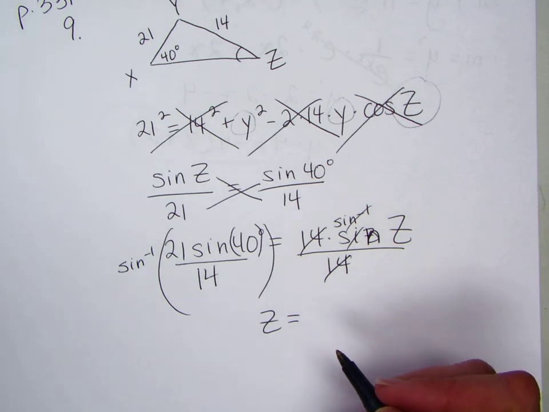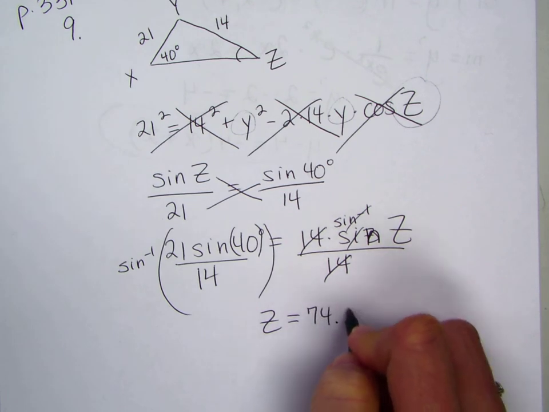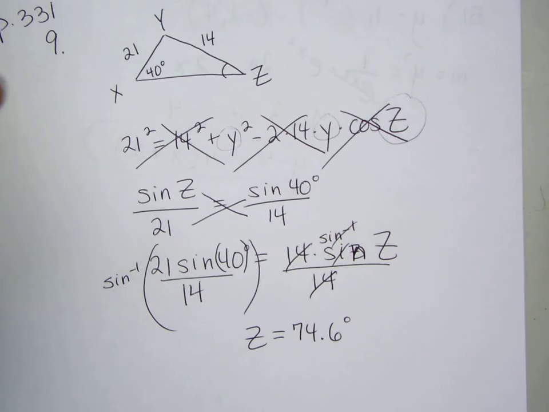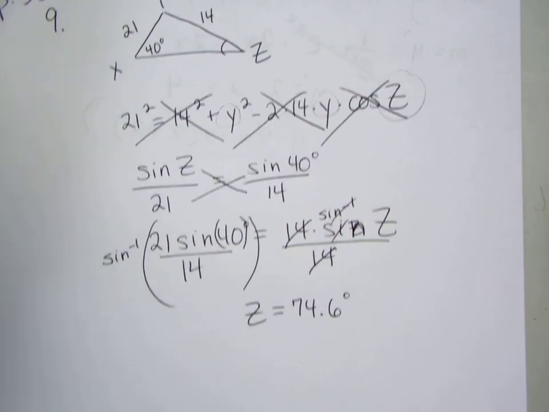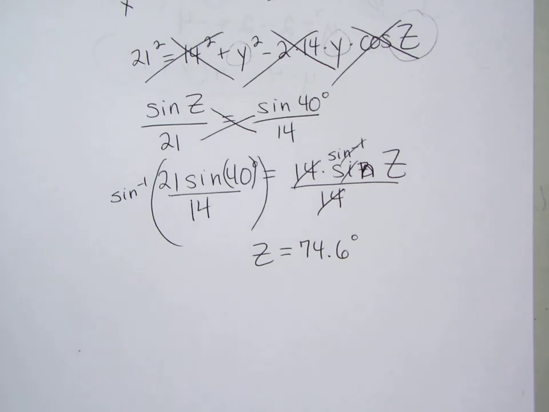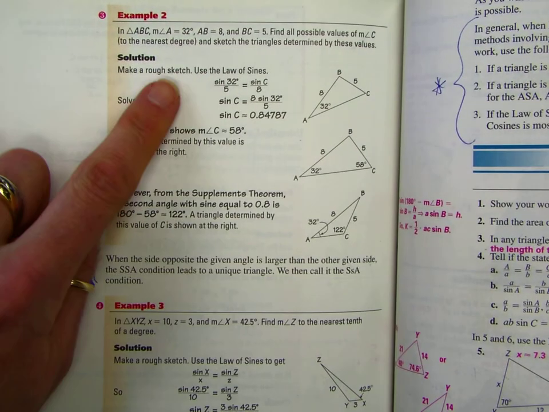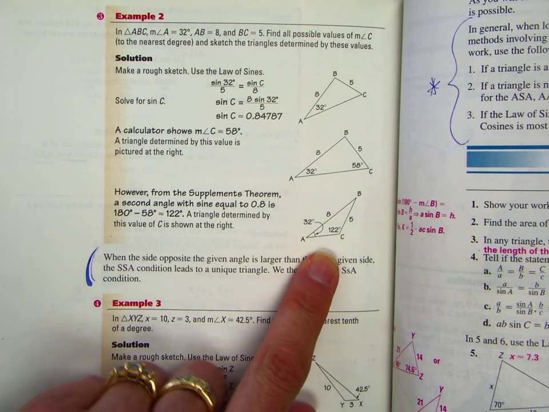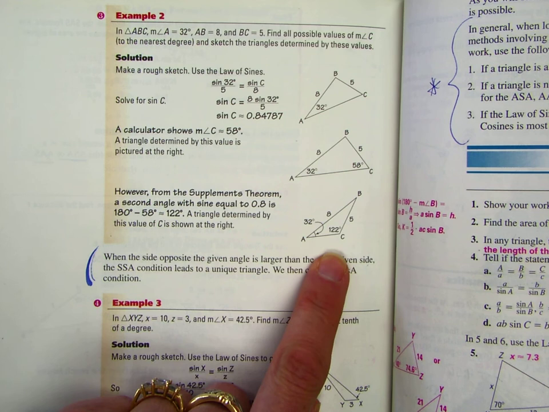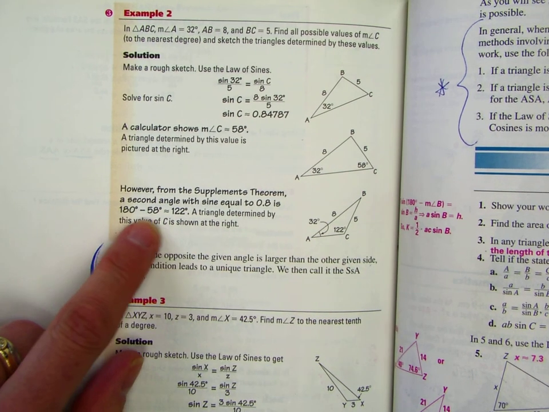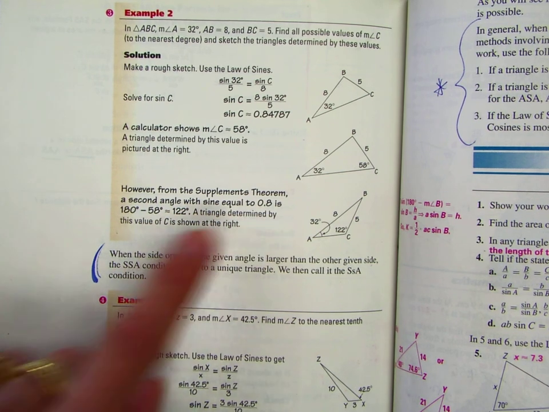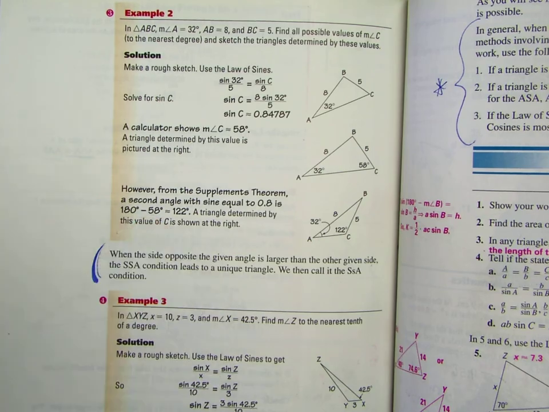Did you get about 74.6 degrees? Now you might say, how can there be another answer to this? They do kind of a good job explaining that across the page in example 2. Here they go through and find one answer just like we did. But then they talk about how we don't really know for sure what the triangle looks like. Maybe it looks like this, but maybe it looks like this. So the way to find that other angle is right here. It says, however, from the supplements theorem, a second angle with a sine equal to 0.8 is 180 minus the angle we found.